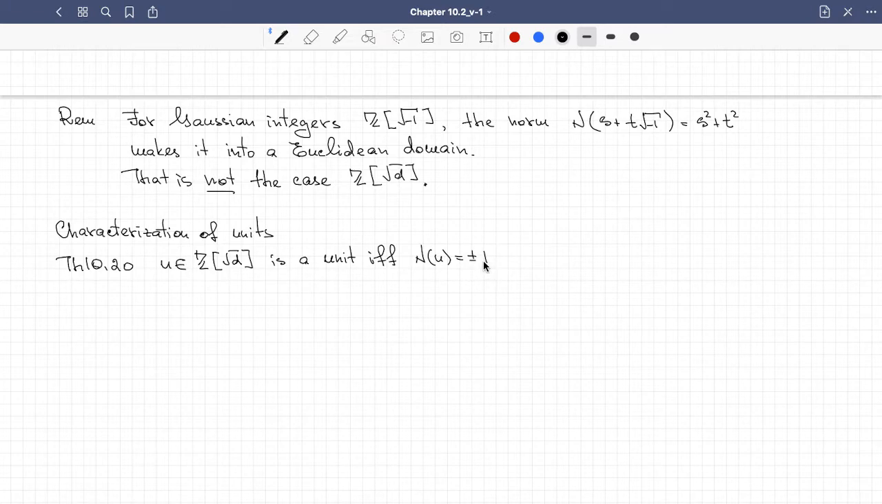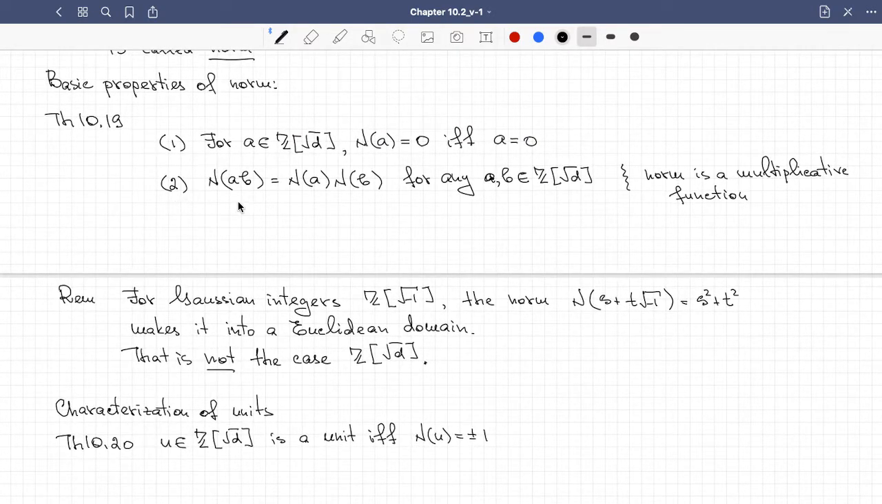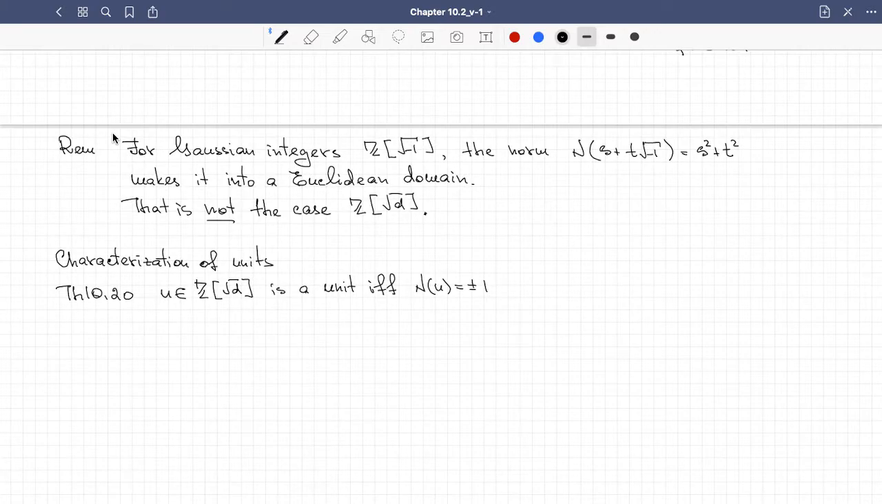And the proof is very easy, coming from the multiplicativity of norm from 2 in theorem 10.19 more or less automatically. Look up the details in the book.